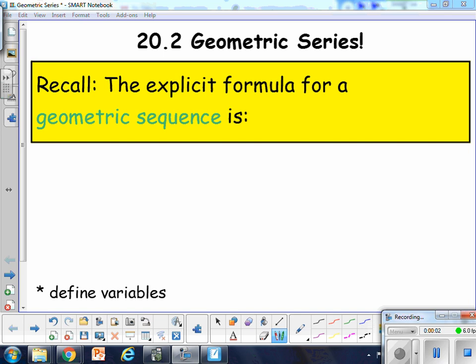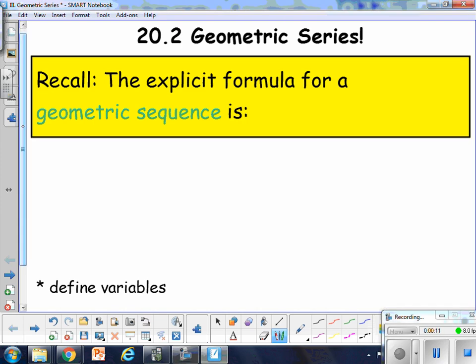All right, so we're going to talk about geometric series here, which will be the sum of the terms of a geometric sequence. So why don't we quickly review what a geometric sequence is. It might look something like this, where the pattern involves multiplying by some common ratio. In this case it would be 2.